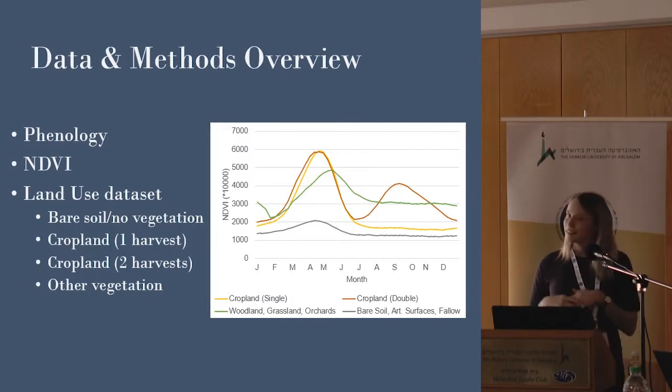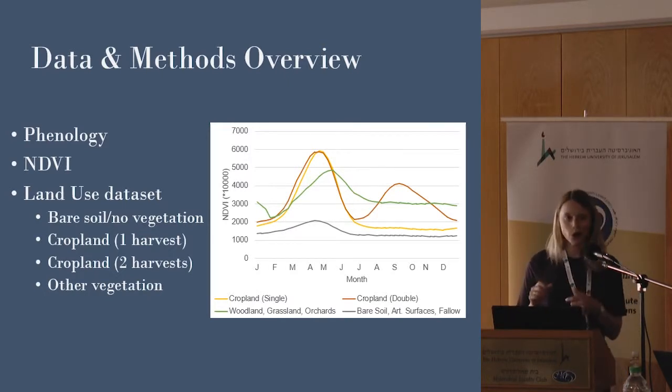And if you compare that with non-cropland vegetation or more natural vegetation, that's the green line that I have in the chart, and that has a much later peak, and the peak is not as high, and then it doesn't decrease as much in the summer. So they are behaving differently in time, depending on what type of land use you have. And then you have the gray line at the bottom, and that's bare soil, where you have almost no vegetation at all.